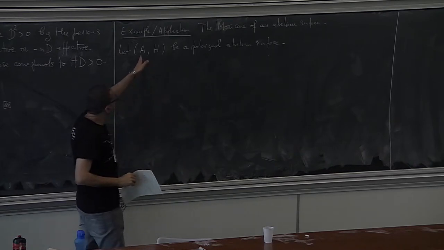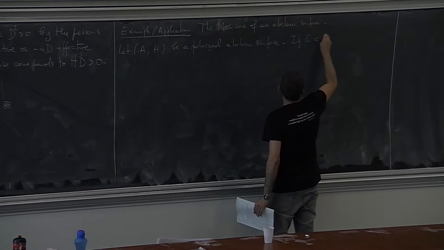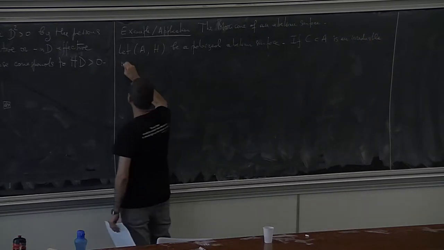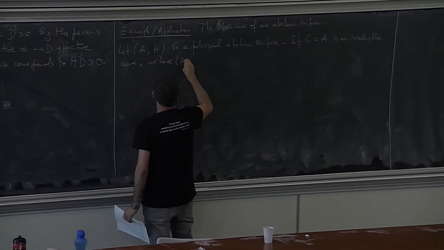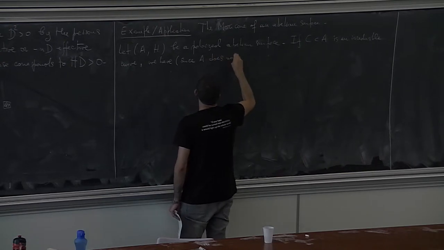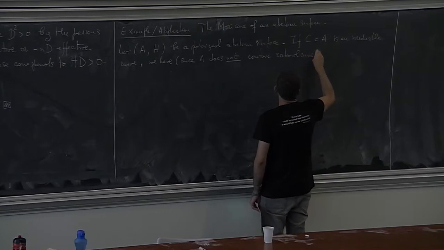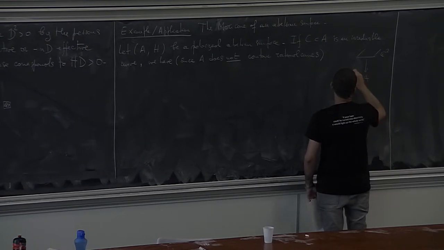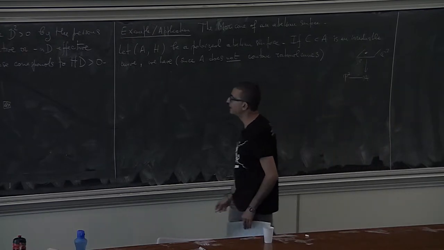So this is an abelian variety of dimension 2, and this is an ample divisor on it. If C in A is an irreducible curve, we have, since A does not contain rational curves, this is a consequence of the fact that the universal cover of A is C^2, and if you have a map from P^1 to A, you can lift it to C^2, so it must be constant, just a point. So there are no rational curves on abelian varieties in general.